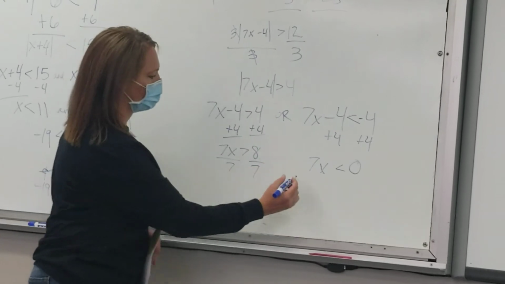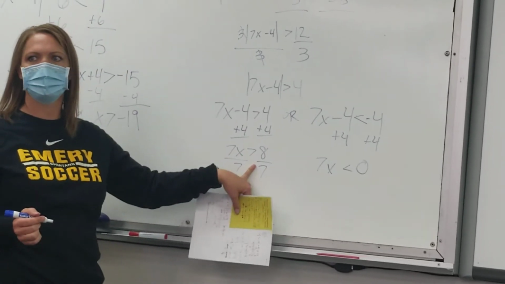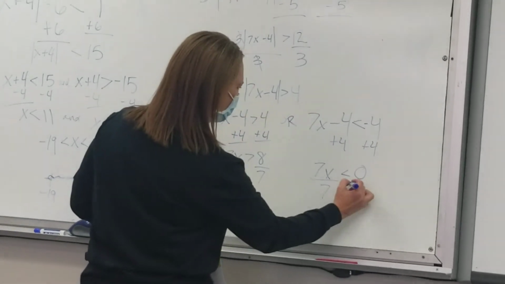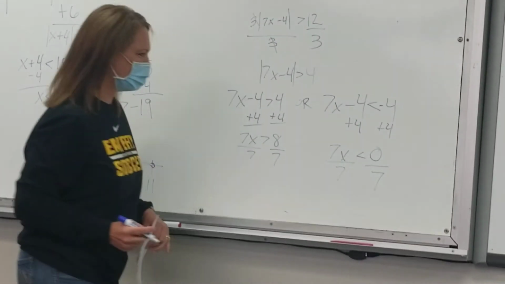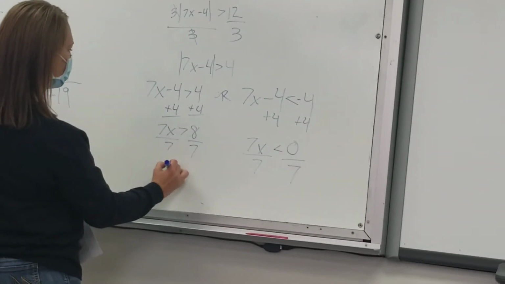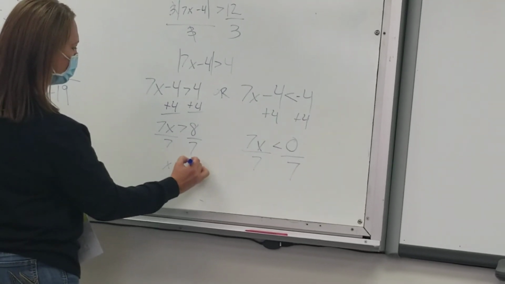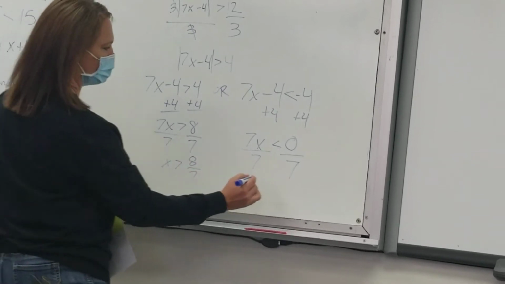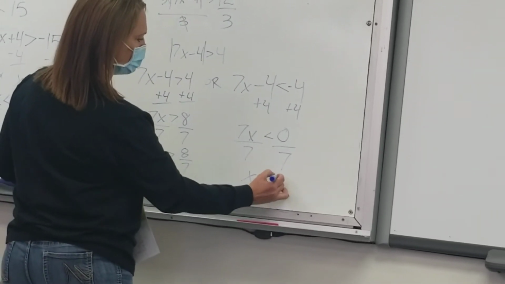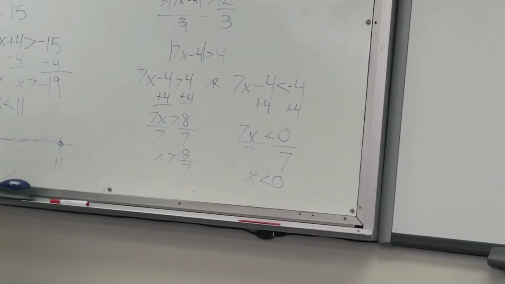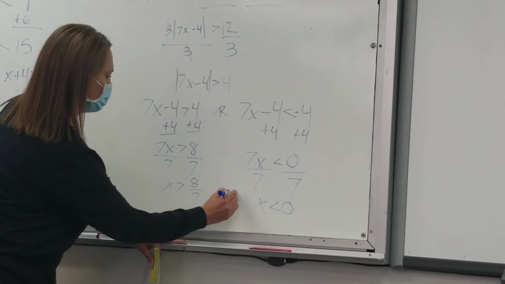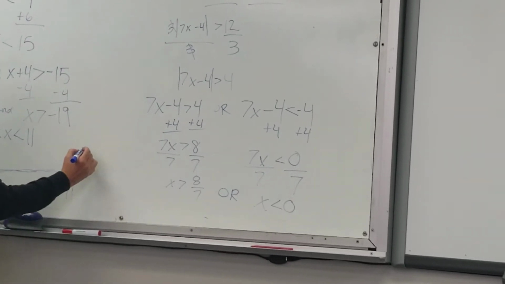Okay. Am I going to freak out because I have a fraction right here? No, I'm not going to freak out. No big deal. Okay. So right here we're going to have x is greater than 8/7. And over here we're going to have x is less than 0. Okay. This is an or. So how are we going to graph this?